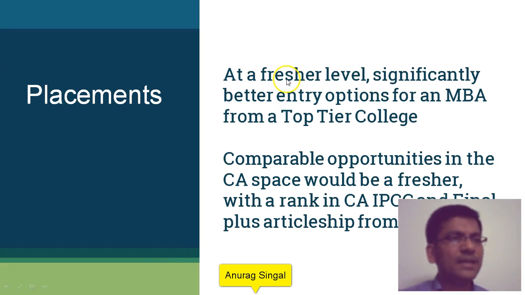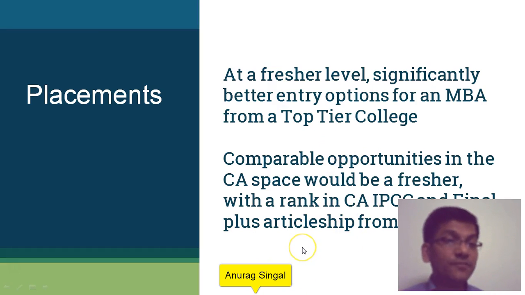Now at placements, again, what I would say is that at a fresher level, significantly better entry options are there for an MBA from a top tier college. Comparable opportunities will be in the CA space for a fresher with a rank in CA, IPCC, and final, plus articleship from a Big Four. So this combo can even land up in a Marico at 23 lakhs plus housing, at a Reckitt Benckiser at 26 lakhs, at an ITC at 20 lakhs, and HUL at 24 lakhs, and Olam International at 80 lakhs with a Singapore posting.